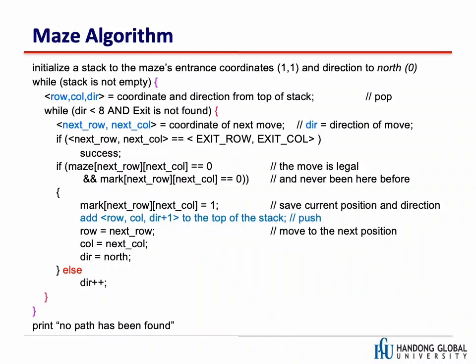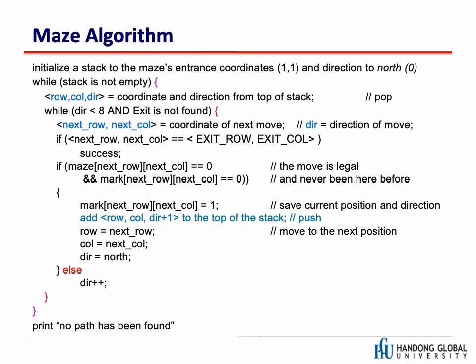Okay, let's talk about the maze algorithm. For the first step, we initialize a stack with the maze entrance coordinates 1, 1 and direction north, 0. It means, for the first time, we just push 1, 1 with the direction 0 into our stack. In our stack, we have elements. An element is a structure with the row, column, and direction. So we push these numbers.